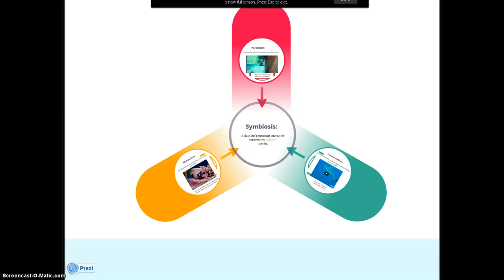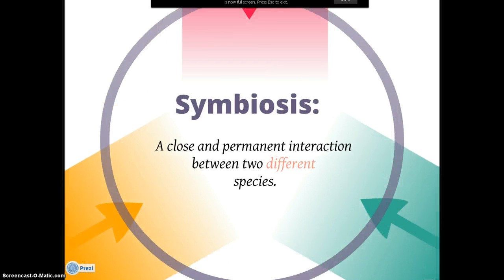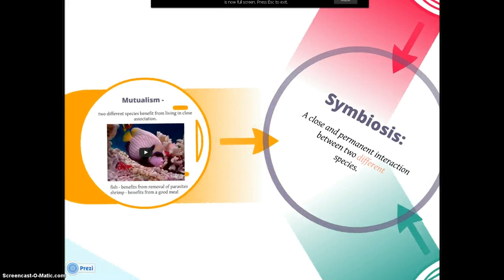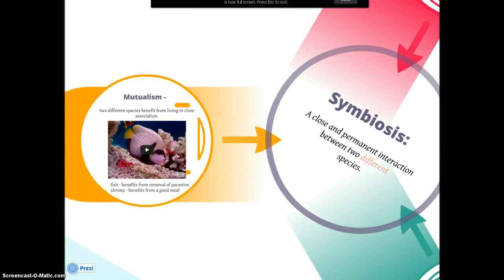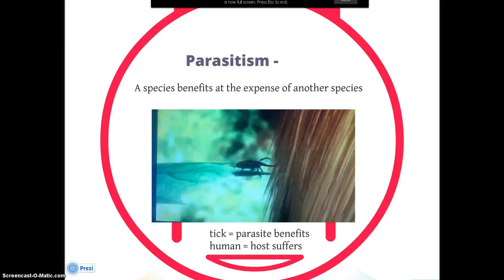As mentioned before, the main topic of this lesson is the concept of symbiosis. The key thing you need to remember about symbiosis is that it is an interaction between two different species. The three kinds of symbiotic relationships are parasitism, mutualism, and commensalism. First, we're going to take a closer look at parasitism.